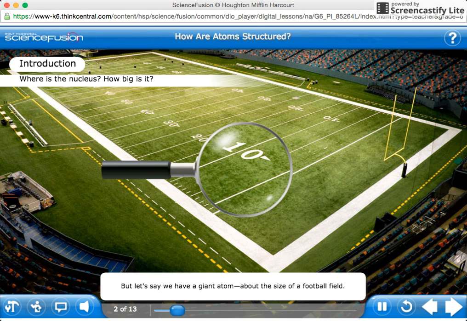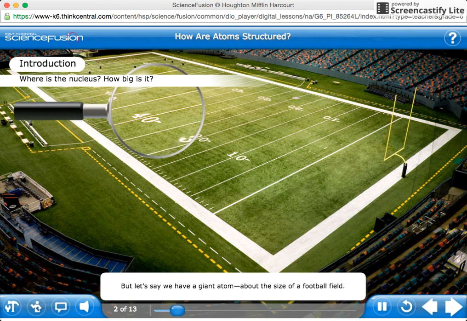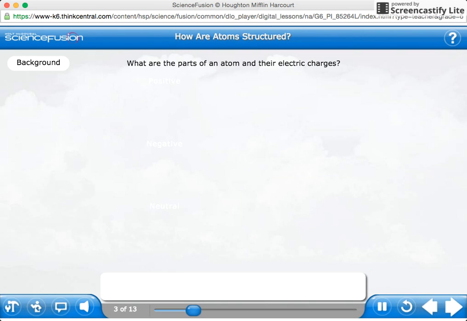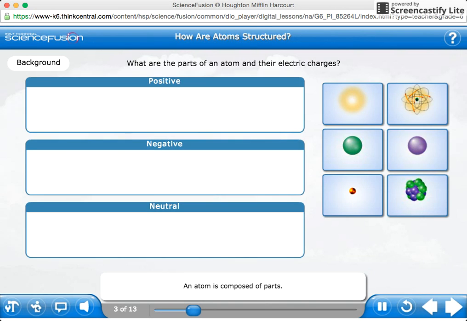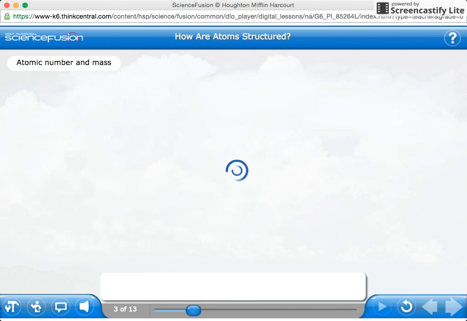So here on screen 2, just drag the hand lines around and look for the nucleus in the center of the football field. It's pretty tiny. On slide 3, you sort the parts of the atom based on their charge, and there's a spot on your blue lab sheet to record those. So if you were to drag the electron to the negative square here, then you should also put it in the negative column of the table on your lab sheet.